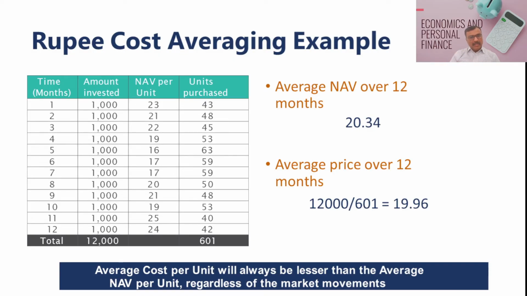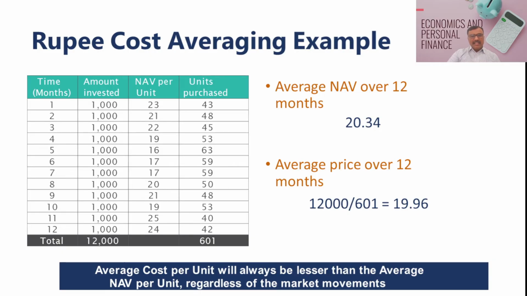Now, if we calculate the average NAV over 12 months and compare it with the average purchase cost, which is the total amount invested divided by the number of units allotted, we notice an interesting pattern. The average NAV consistently turns out to be higher than the average purchase cost. In other words, the average cost per unit is always lower than the average NAV per unit, regardless of how the market is moving. In short, your current value is higher than your average cost.